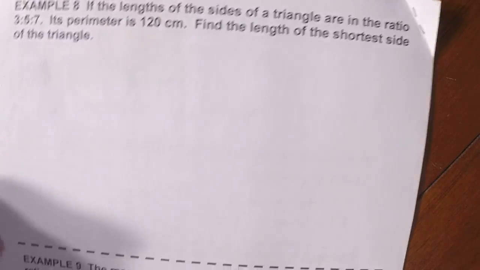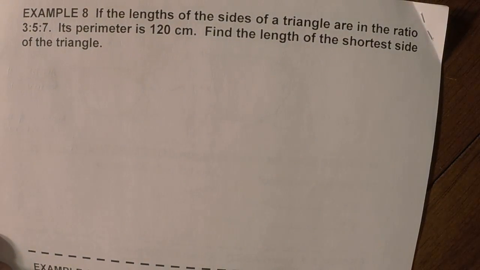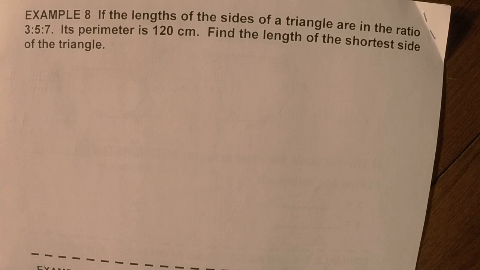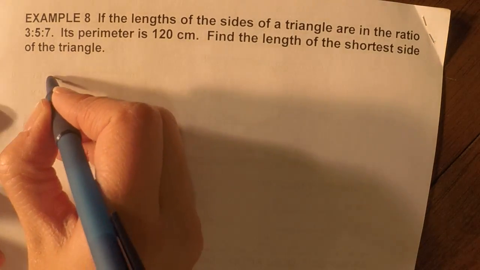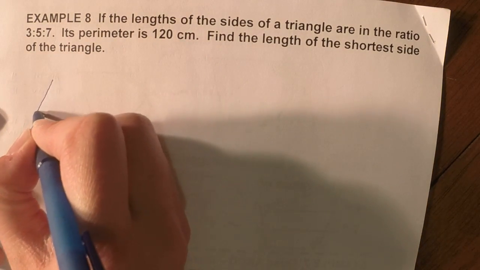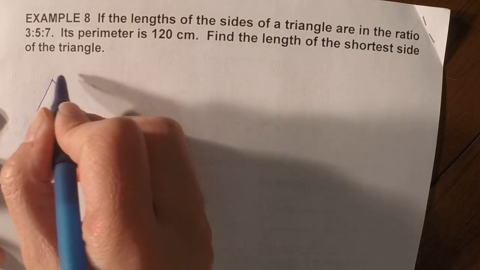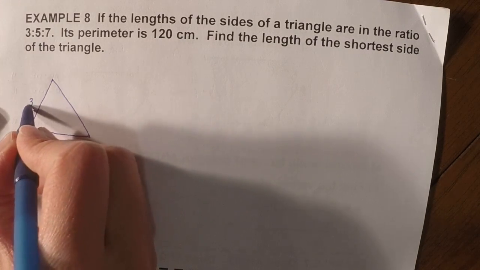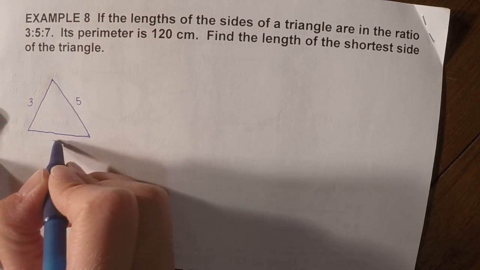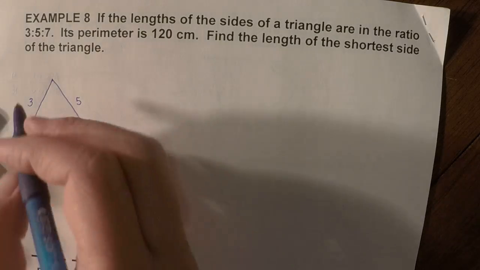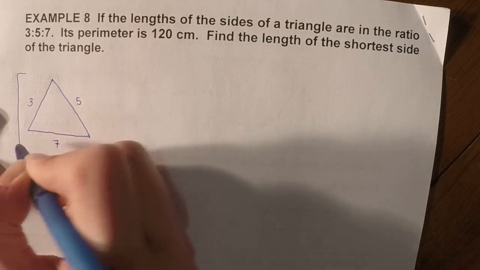So now flip to the back, because this is something completely different. It says if the lengths of the sides of a triangle are in ratio of 3 to 5 to 7, and the perimeter is 120 centimeters, find the length of the shortest side of a triangle. So we don't know what the triangle is. The idea is that we have some triangle whose perimeter, meaning the distance around, is 3 to 5 to 7. So that means I could multiply this by any scale factor.